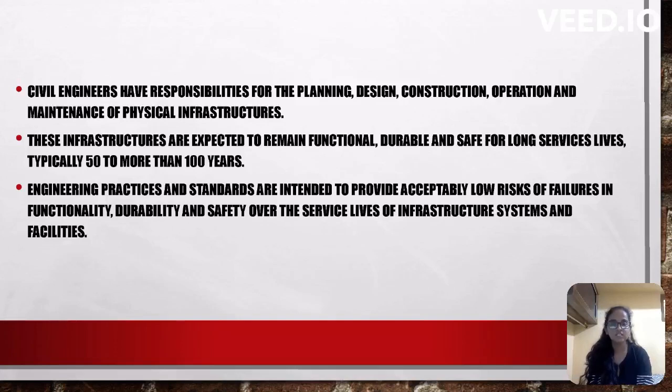So these infrastructures are expected to remain functional, durable and safe for long service lives, typically like 50 or more than 100 years. So engineering practices are needed to acceptably keep low the risks of failures in functionality, durability and safety over the service lives of infrastructure systems and facilities.